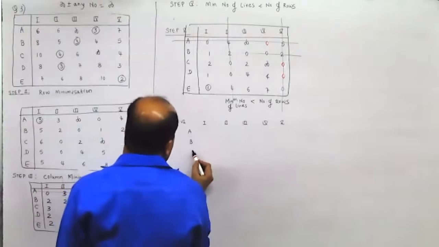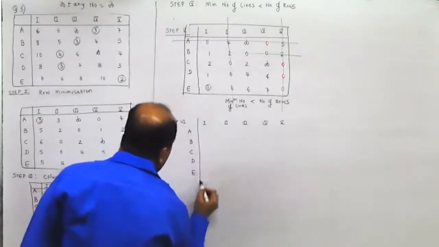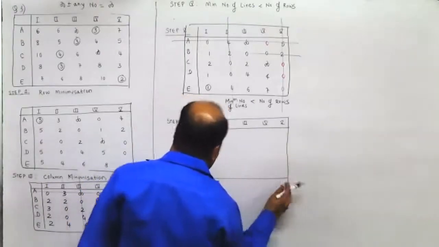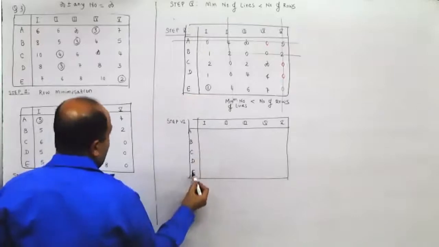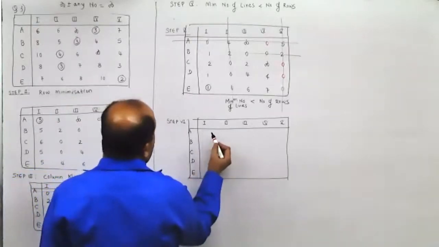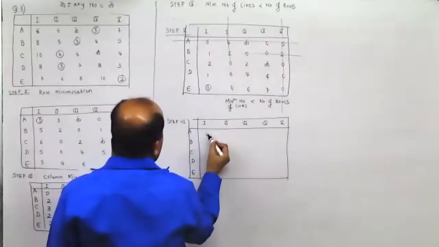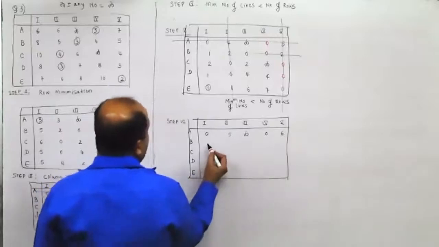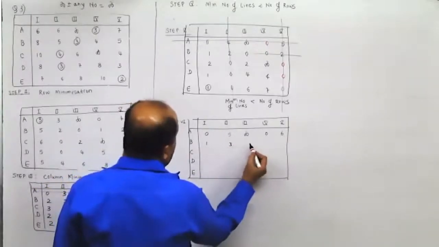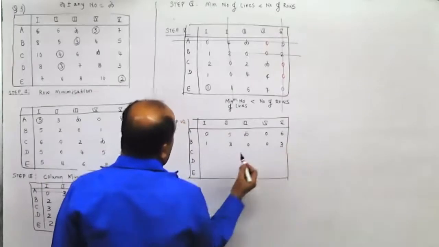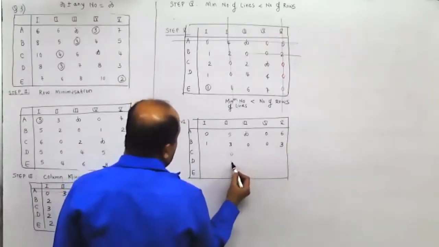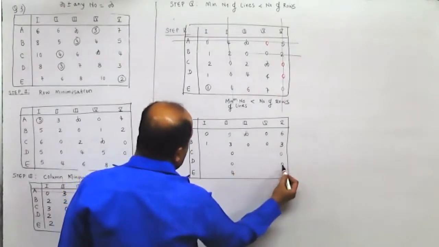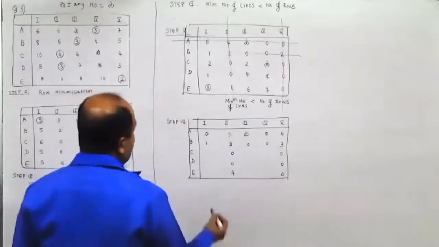This is A, B, C, D, and E. Now here this is 0, this is 5, infinity, 0, and 6. This is 1, this is 3, 0, 0, and 3. This is 0, 0, and 4. This is 000. Here 2 minus 1 is 1.